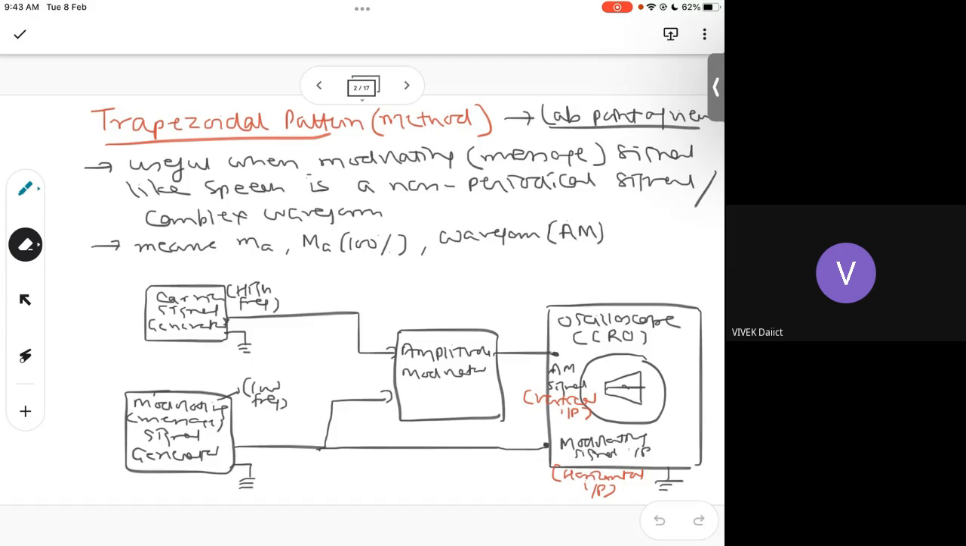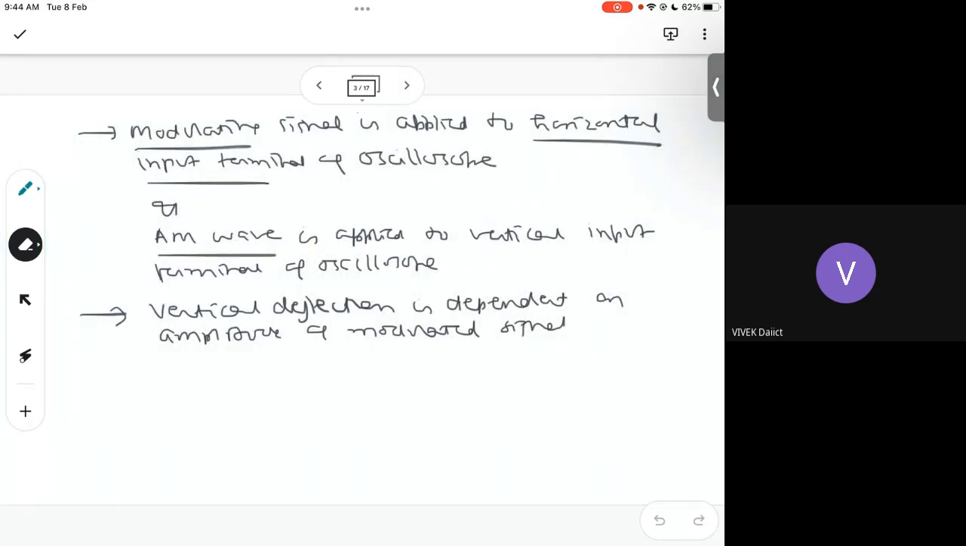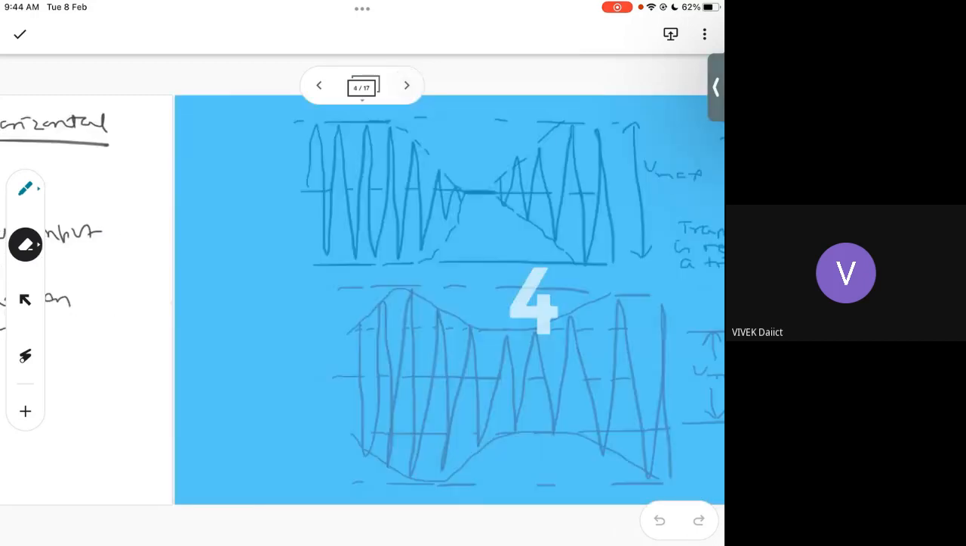So here, what we do is we have an amplitude modulator, and there we send two frequencies: one carrier frequency, which is a high frequency, and another is a low frequency, let's say my message frequency or speech frequency. Then through this amplitude modulator, I get an AM wave, which we apply to the vertical input of the oscilloscope. And the modulating signal generator also gives my message signal directly to the oscilloscope. That is the horizontal input. Once we do this, we'll get something like a trapezoidal pattern. This I already told you. So we get a trapezoidal pattern like this.